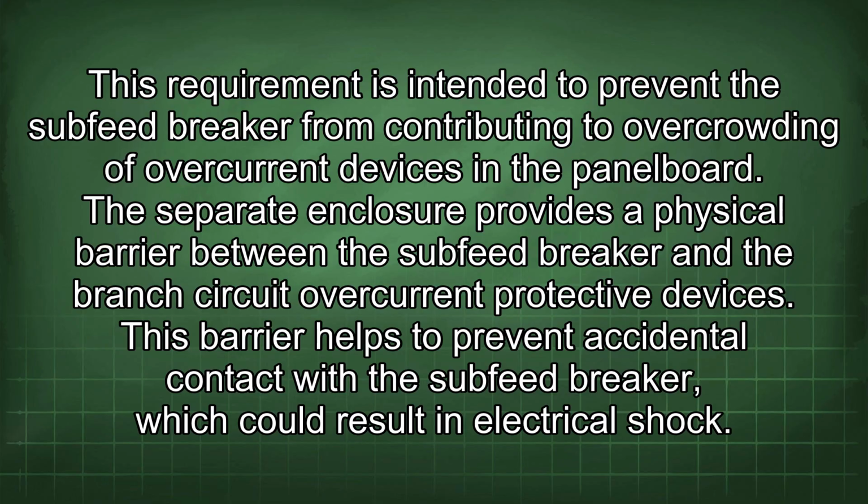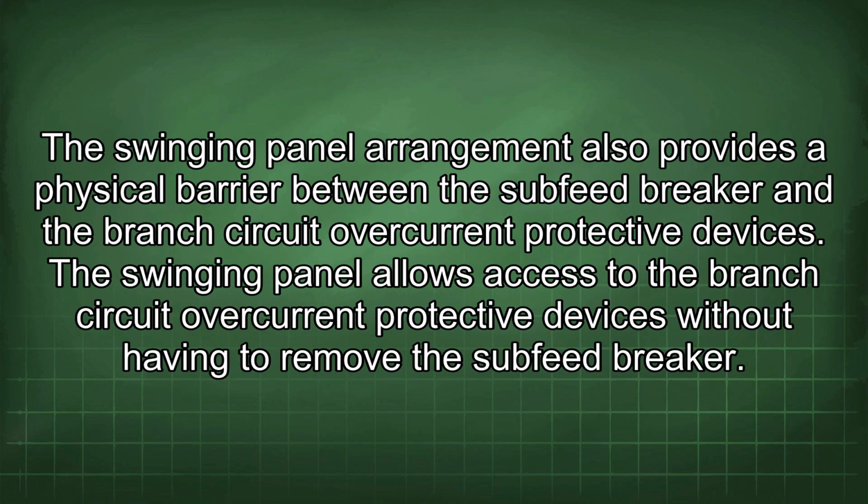The separate enclosure provides a physical barrier between the subfeed breaker and the branch circuit overcurrent protective devices. This barrier helps to prevent accidental contact with the subfeed breaker, which could result in electrical shock. The swinging panel arrangement also provides a physical barrier between the subfeed breaker and the branch circuit overcurrent protective devices. The swinging panel allows access to the branch circuit overcurrent protective devices without having to remove the subfeed breaker.